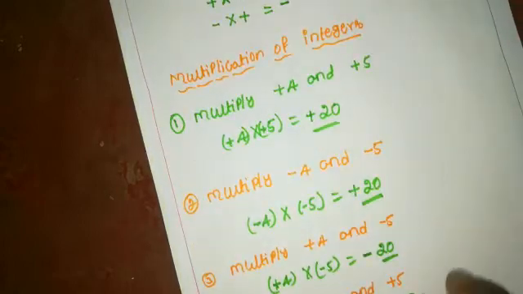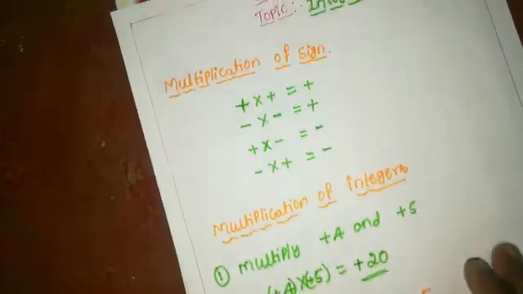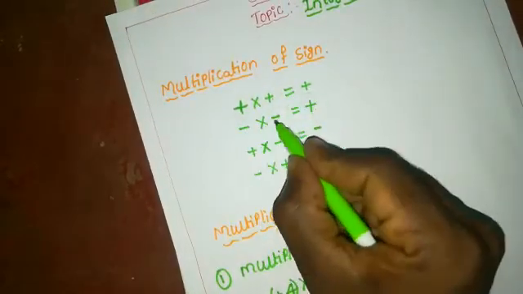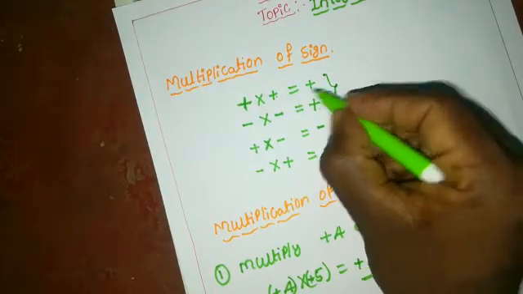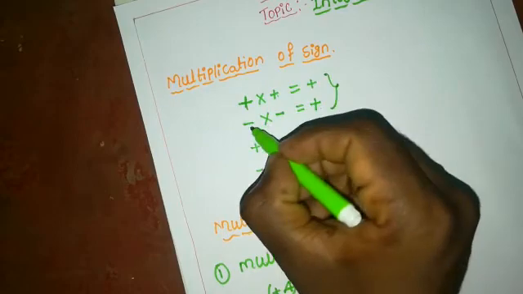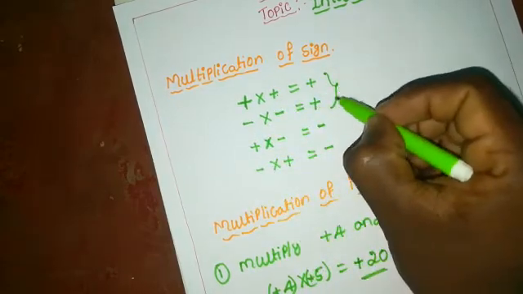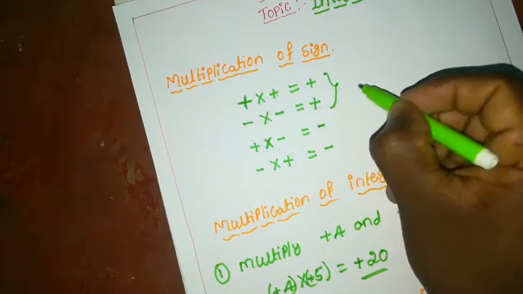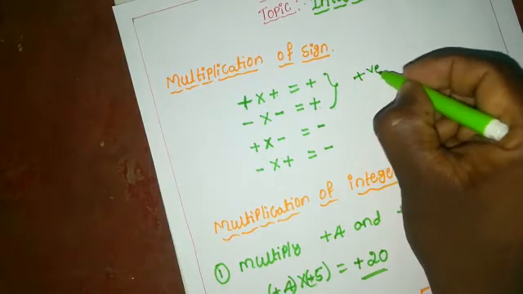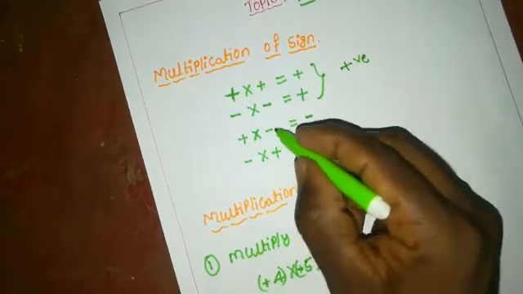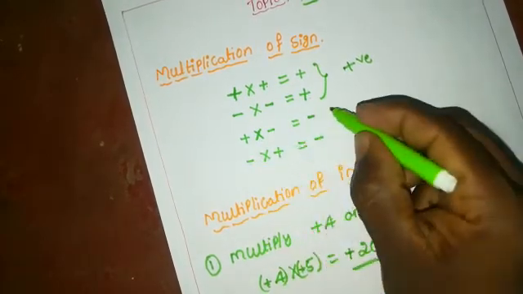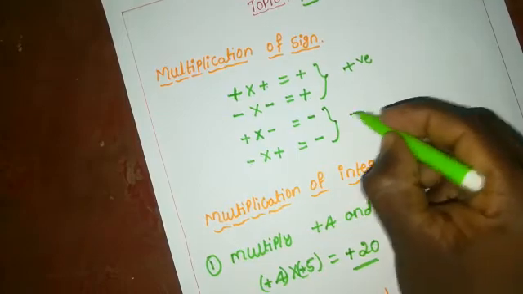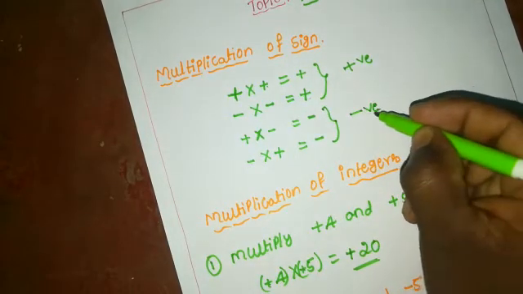Before multiplying the integers, we have to multiply the sign. Once again, plus into plus is plus, minus into minus is plus. In both cases, when we are multiplying the same sign, plus and plus or minus and minus, we always get positive. When you are multiplying the opposite sign, one is plus and another is minus, or one is minus and another is plus, in this case we always get negative. Always remember this.